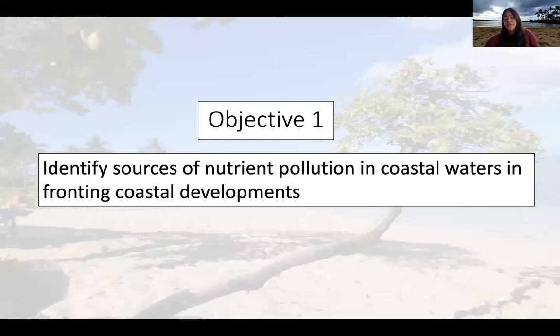So my first objective was to identify sources of nutrient pollution in these coastal waters that were right in front of coastal developments. Previous research has found SGD to be a contributing source of nutrients to marine waters. Nee et al. 2010 found that development can increase nutrient concentrations, and SGD can be a conduit of that and impair water quality as well as coral reef health.